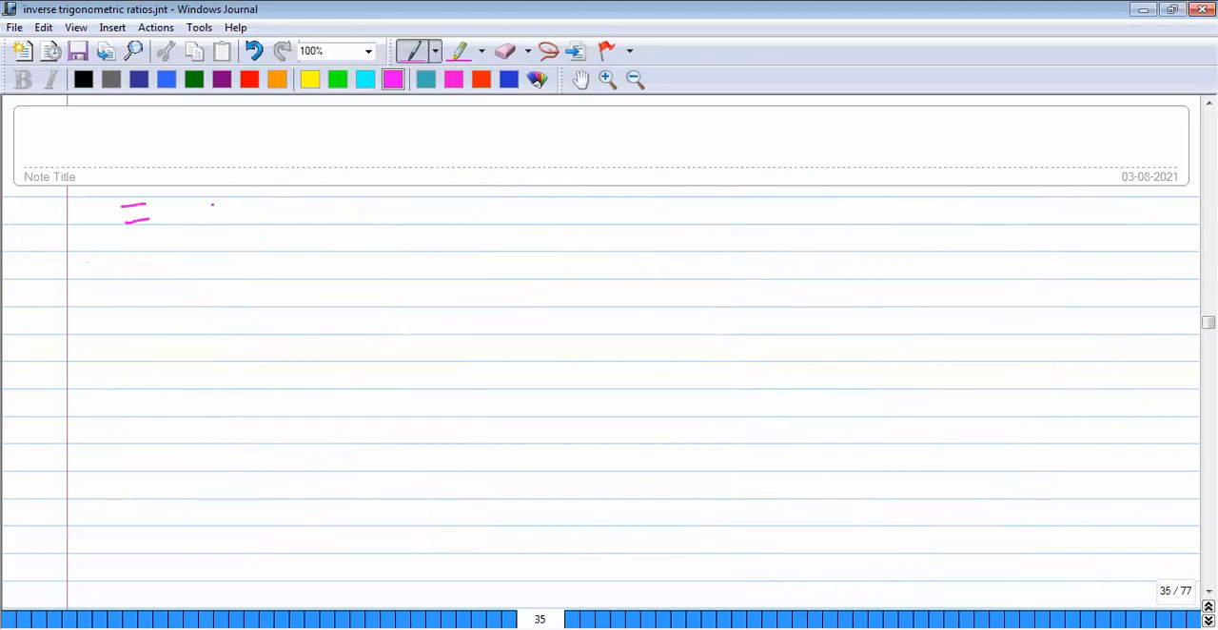So we can have tan inverse of... 1 plus cos alpha is equal to 2 cos square alpha by 2. And sin alpha is 2 sin alpha by 2 cos alpha by 2.